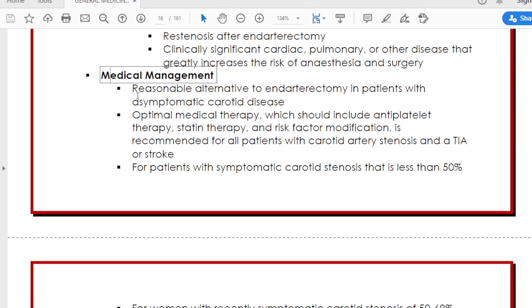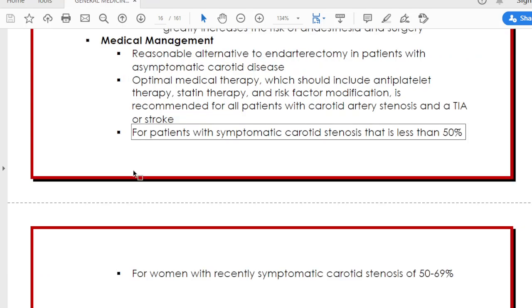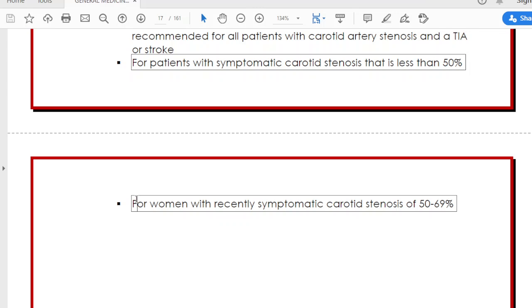Medical management. Reasonable alternative to endarterectomy in patients with asymptomatic carotid disease. Optimal medical therapy, which should include antiplatelet therapy, statin therapy, and risk factor modification, is recommended for all patients with carotid artery stenosis and a TIA or stroke. For patients with symptomatic carotid stenosis that is less than 50%. For women with recently symptomatic carotid stenosis of 50 to 69%.